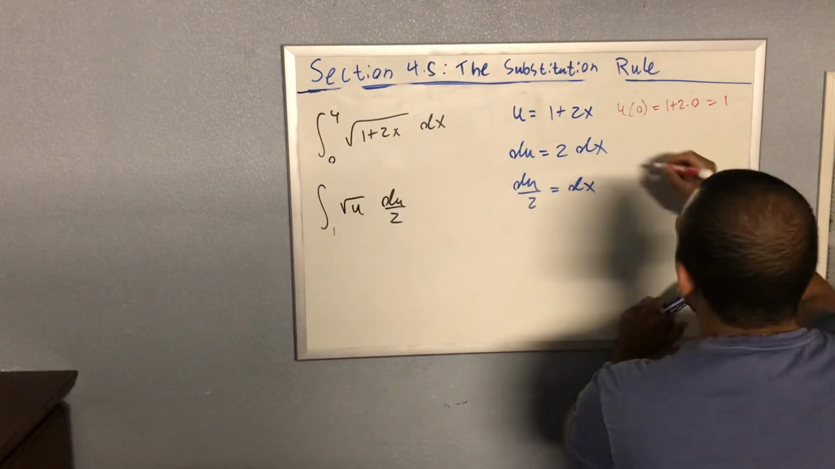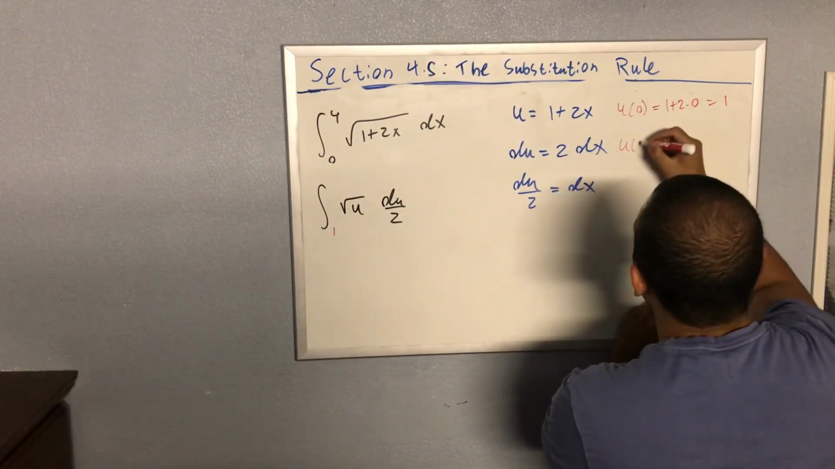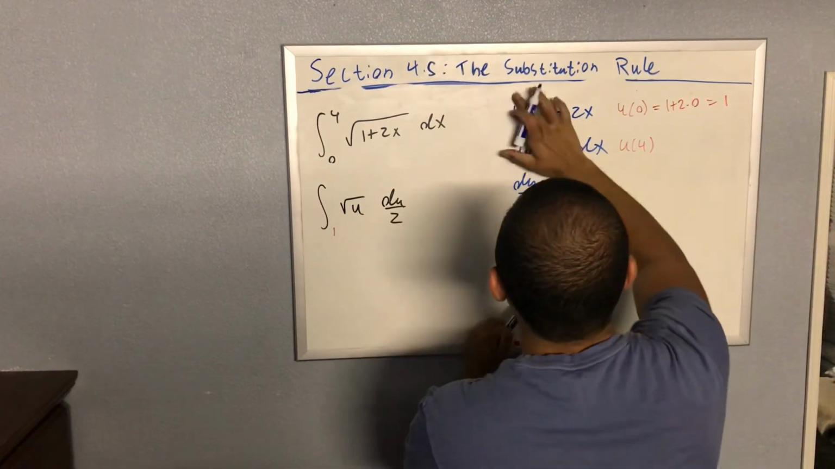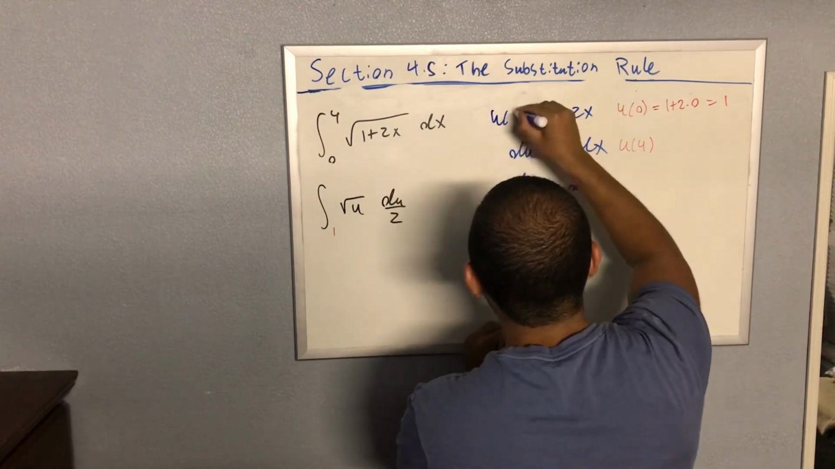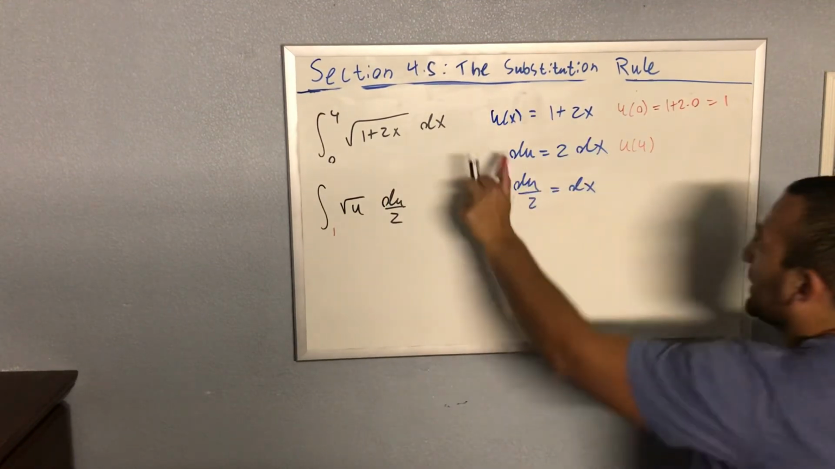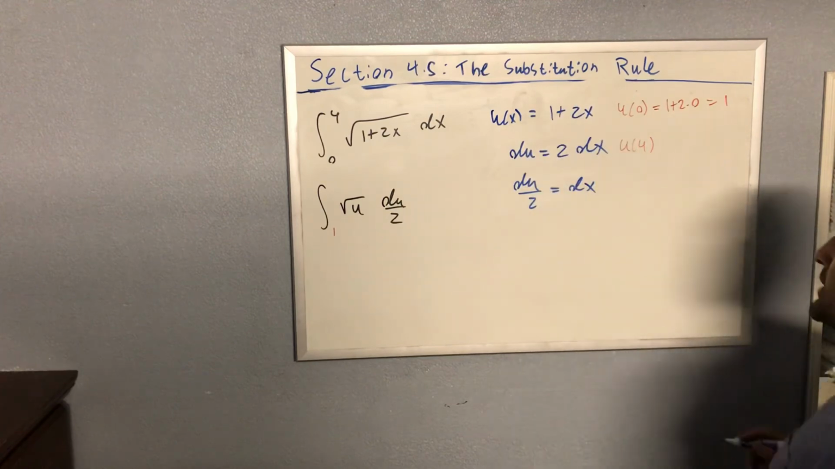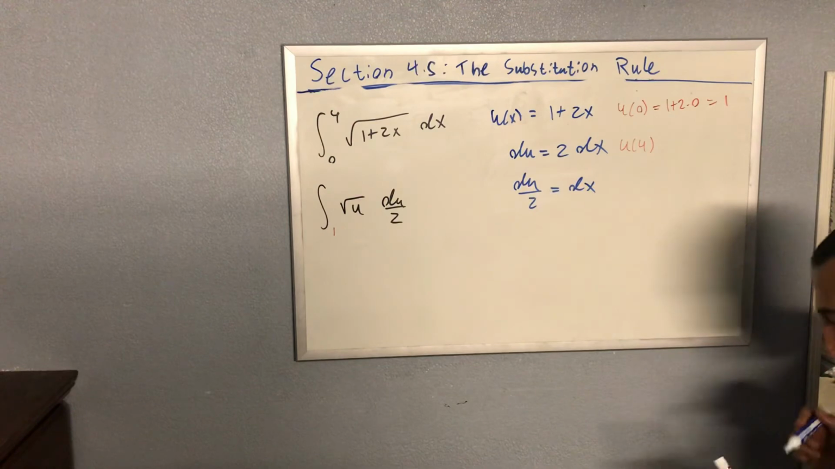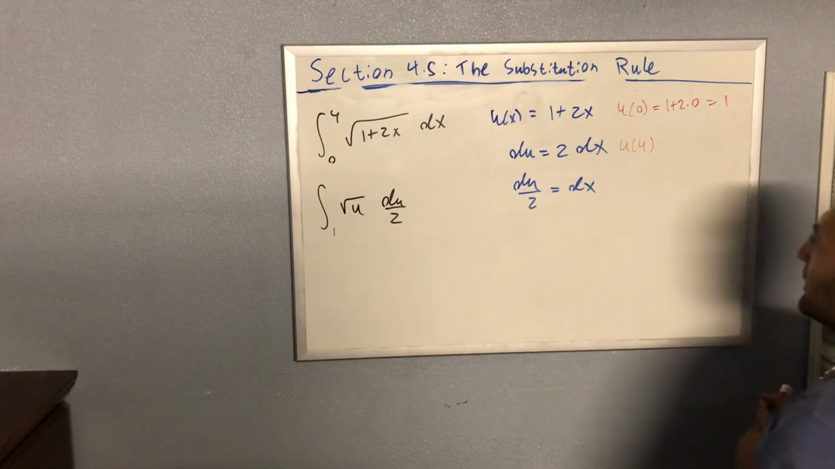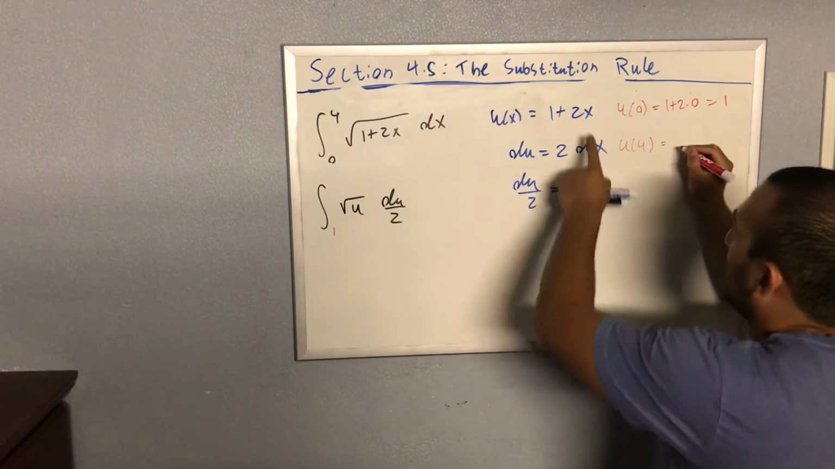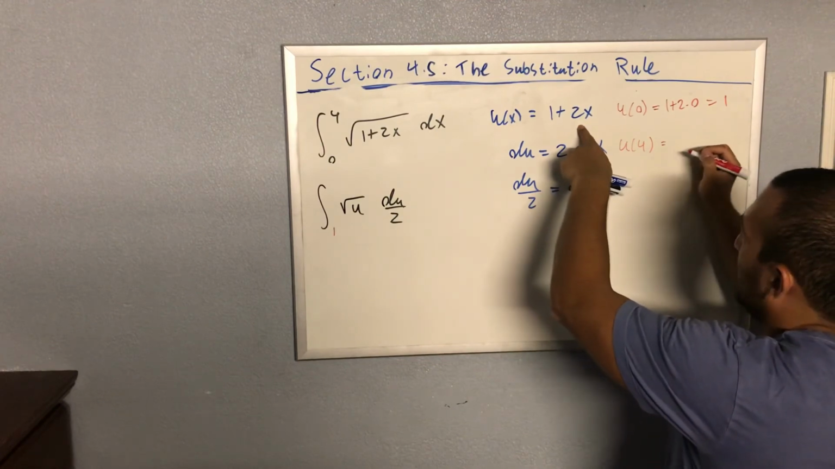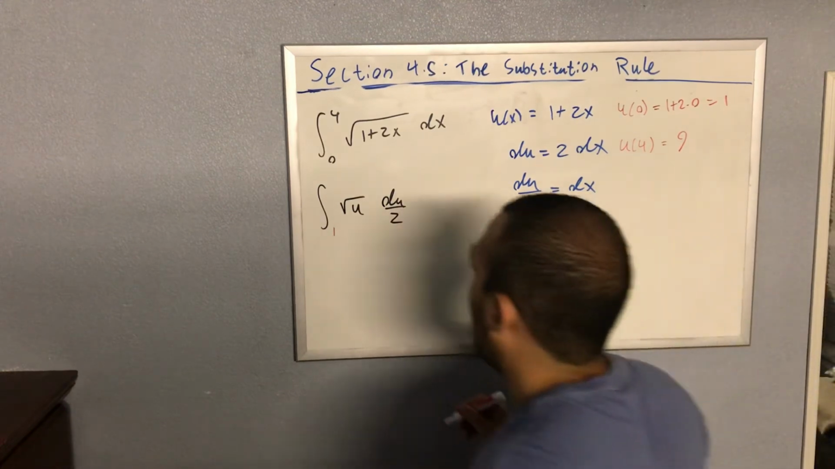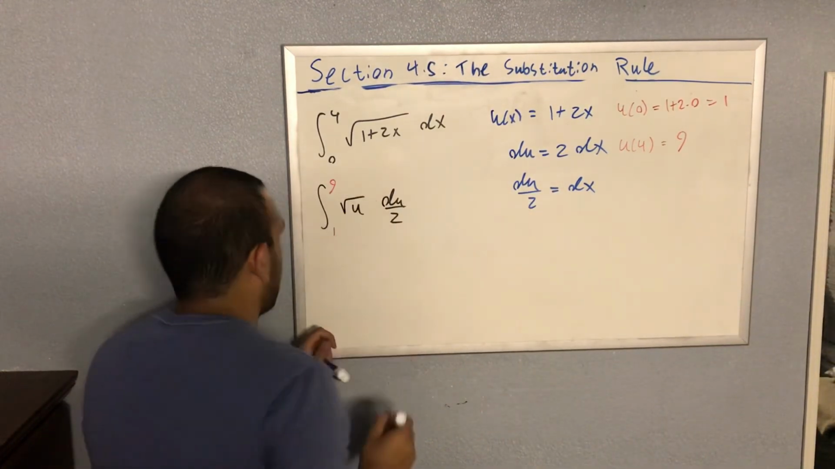And then what is u when x is 4? Well, you can think of u as a function of x. Maybe I should write this explicitly. U as a function of x, because u explicitly depends on x. If you give me a value of x, you can get u. So u of 4 is, stick 4 in here, you get 1 plus 2 times 4, so 1 plus 8, so 9. So this is 9 now. Okay.